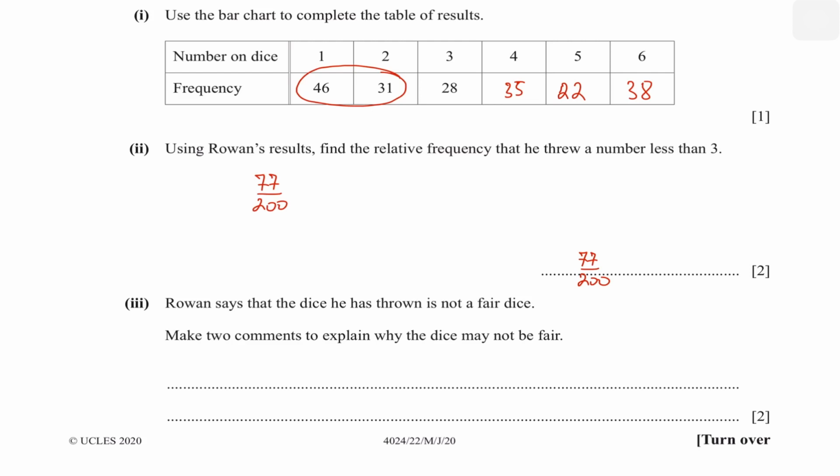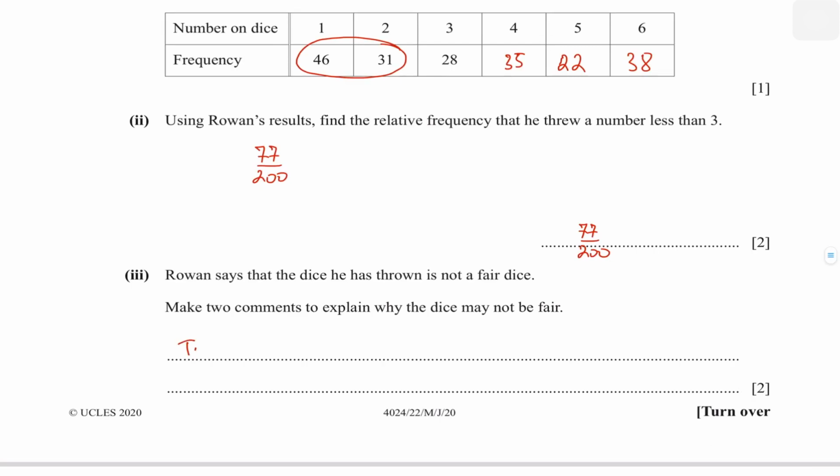Okay, so one reason that we're going to give for why this dice may not be fair is that the total frequency, or the total number of times it has been tested, is fairly large.